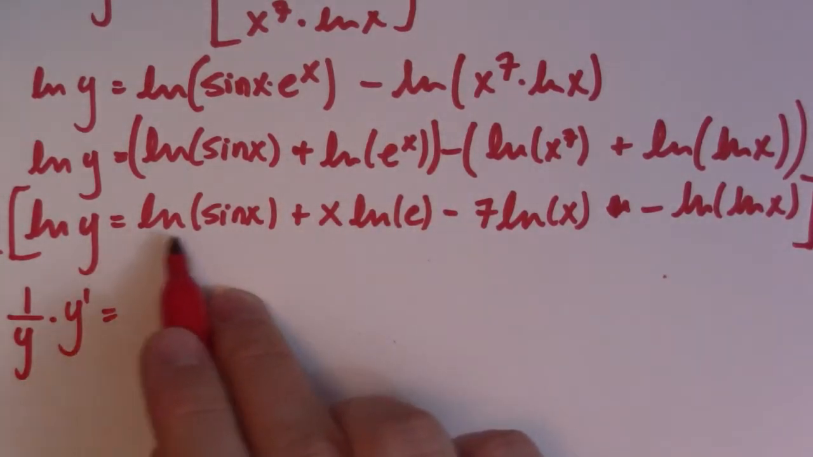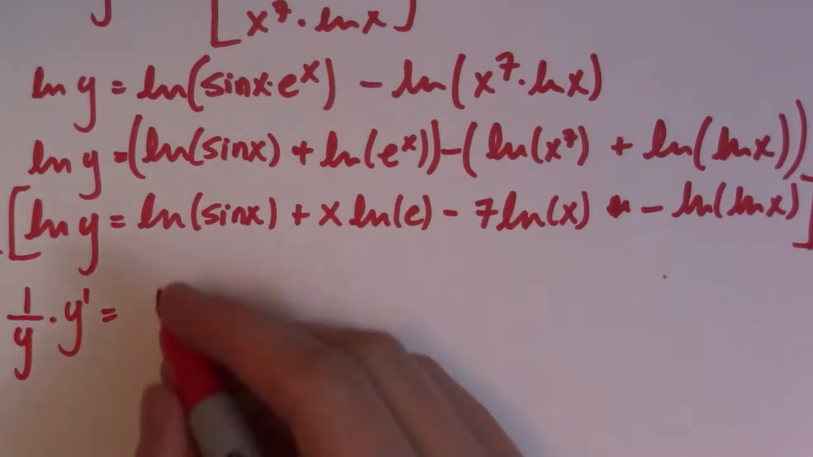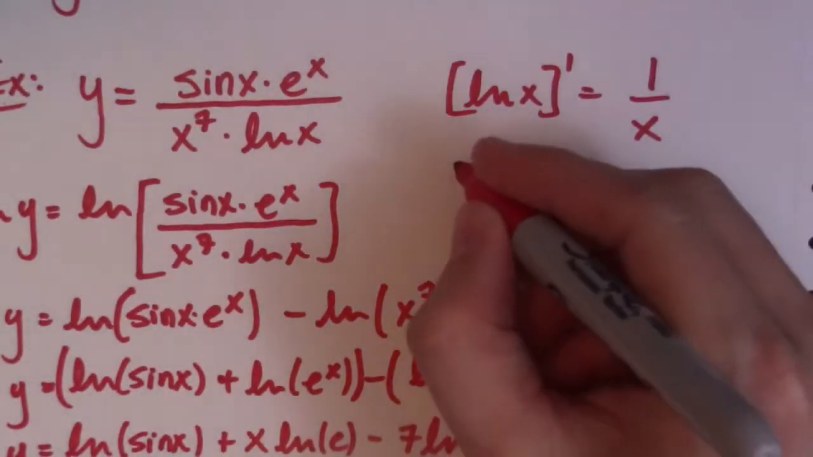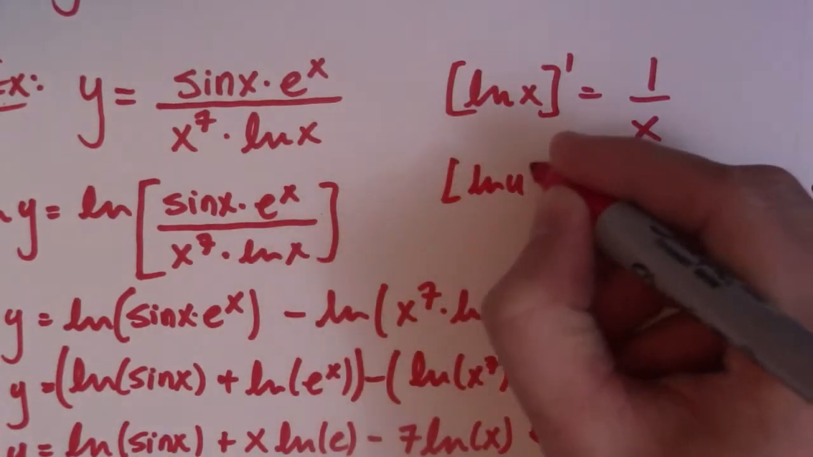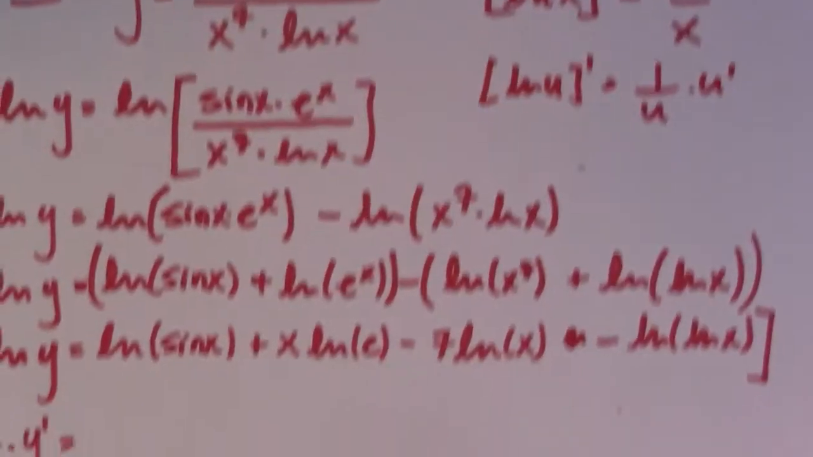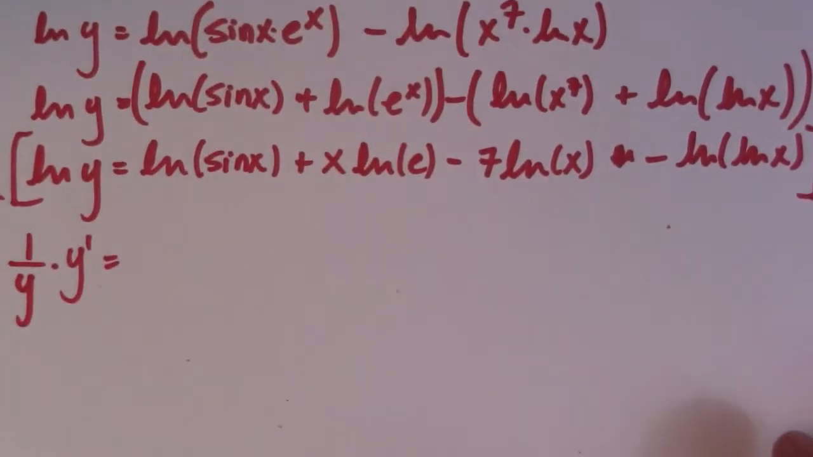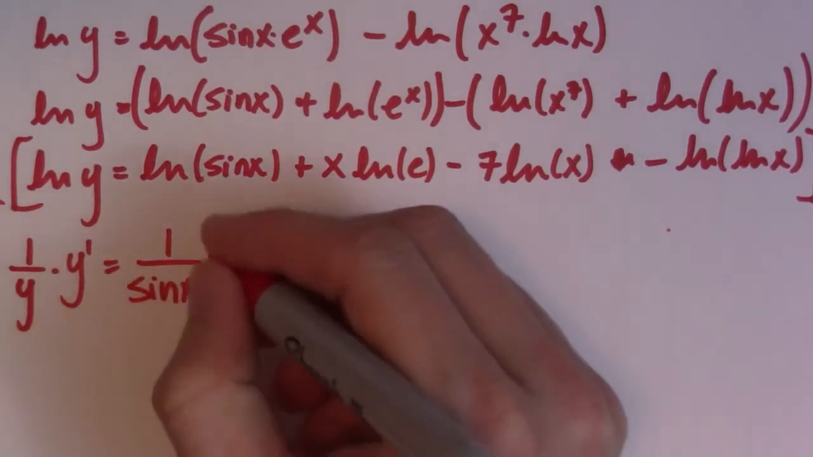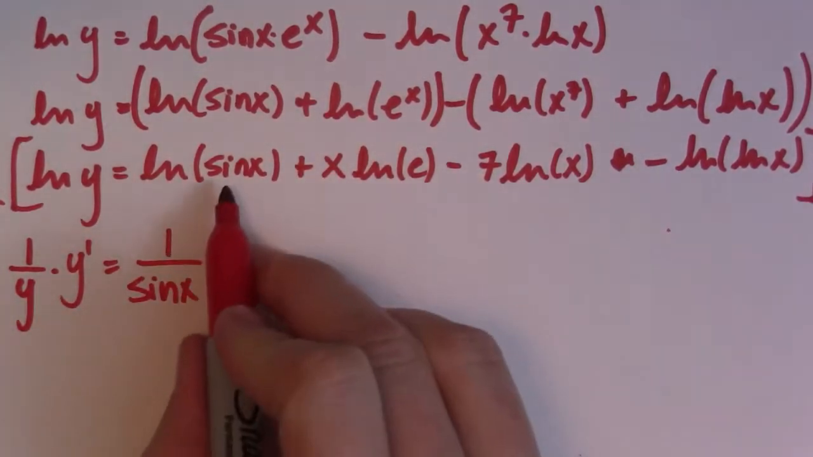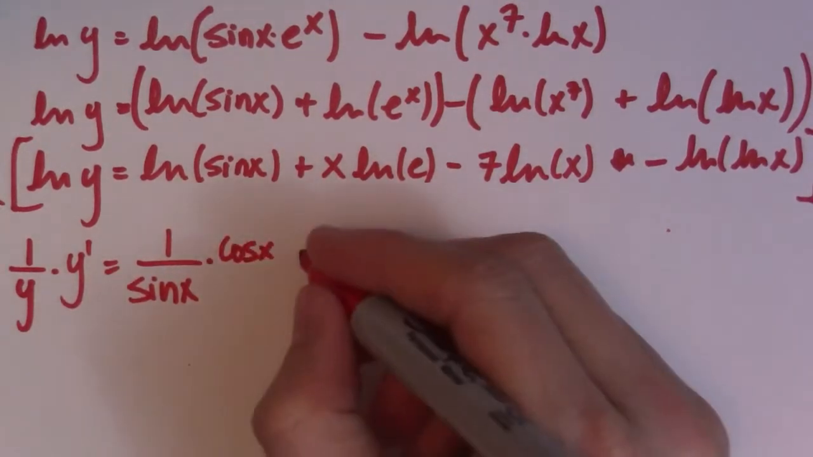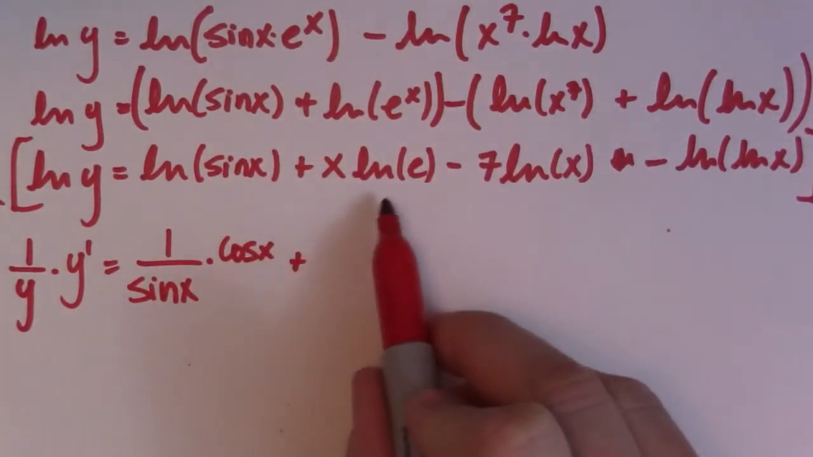And then I have the derivative of ln sin x. So remember, the derivative of ln is up here. It's 1 over u times u prime. So I can come down here and rewrite this as 1 over sin x times the derivative of sin x, which is cos x. And then plus, so this usually works out pretty good.